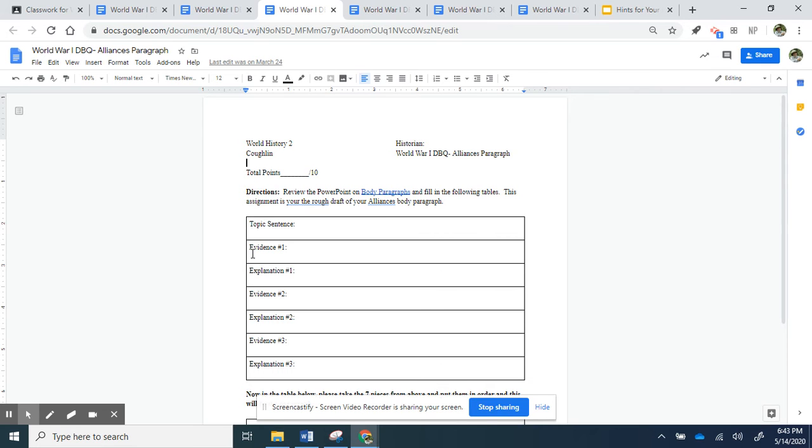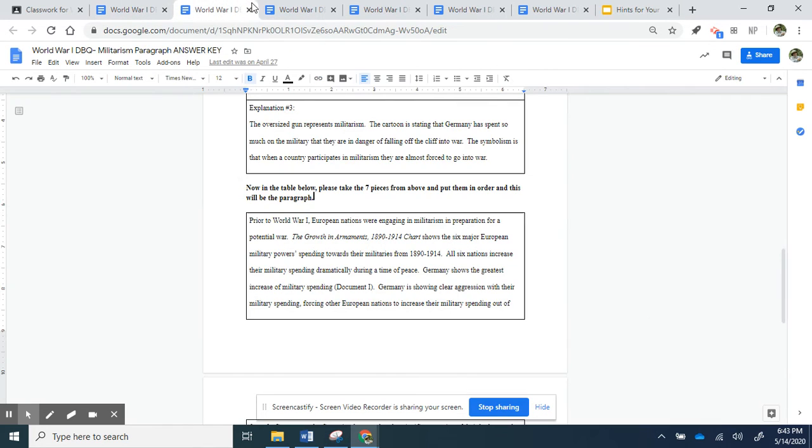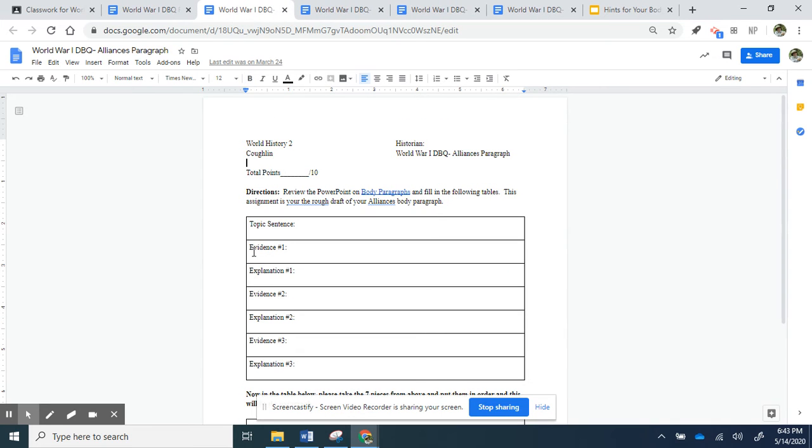Start with the topic sentence, introduce evidence, and remember we go back to this. So for alliances, I'm going back to my document analysis, and I'm looking at documents A, B, C, and D. And I've got to find 3 pieces of evidence here. All right. I find that evidence. I take a sentence or 2 to explain it. Remember, I can use direct quotes, I can paraphrase it, or I can summarize my evidence.